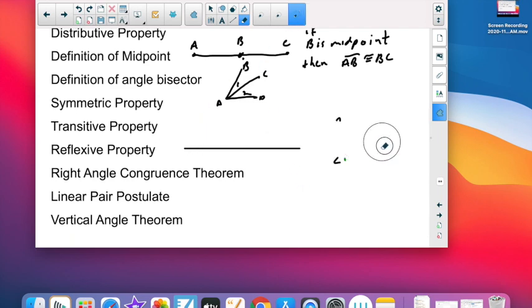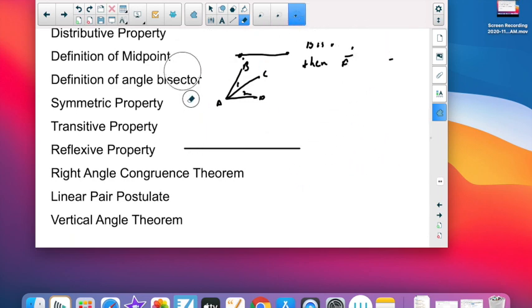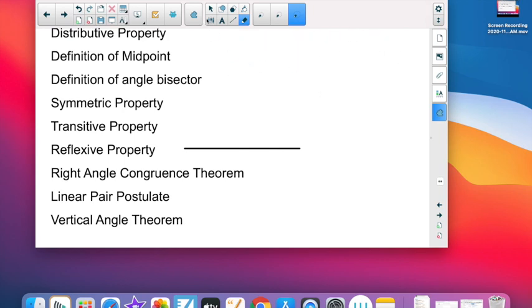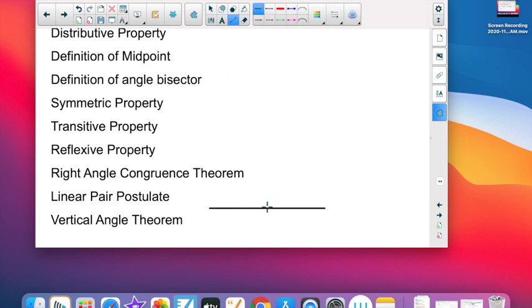Right angle congruence theorem, all it says is that all right angles are congruent. Kind of blatantly obvious. Linear pair postulate: if you have a line, what does that say? The linear pair postulate says that if you have two different angles that form a line, then the sum is equal to 180 degrees.